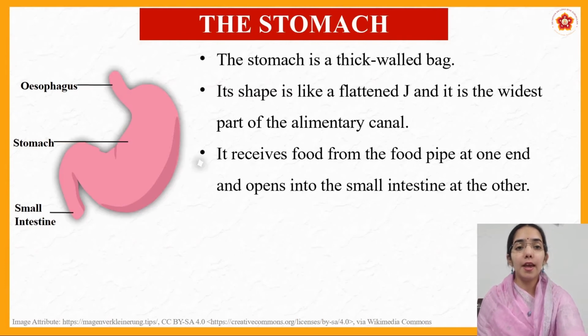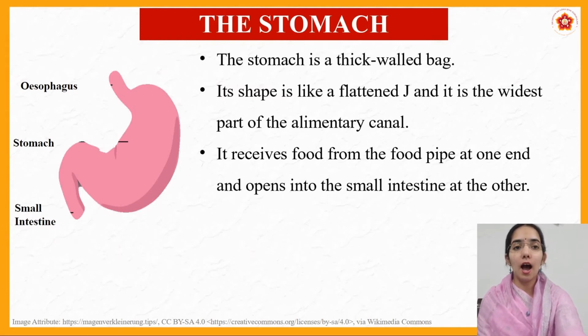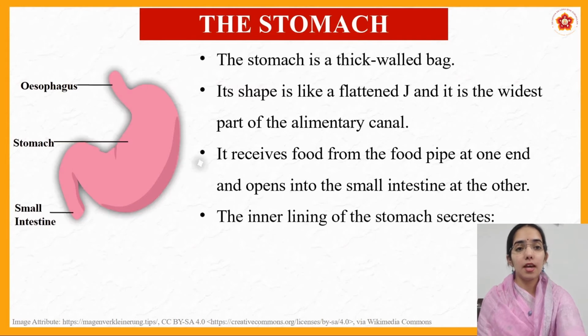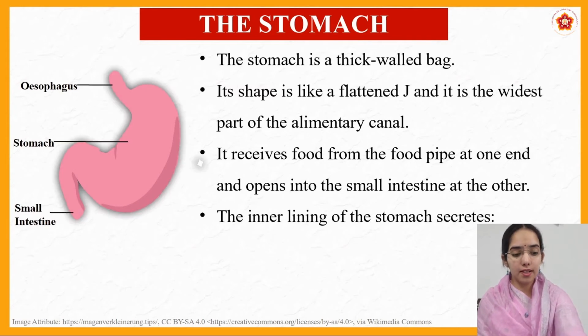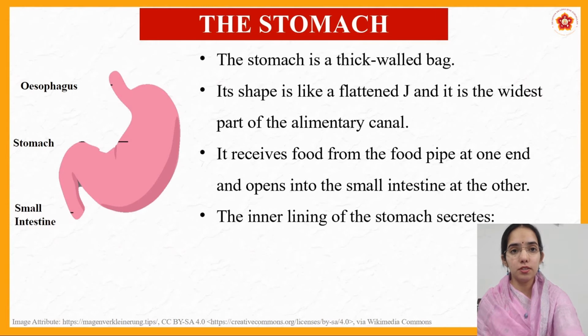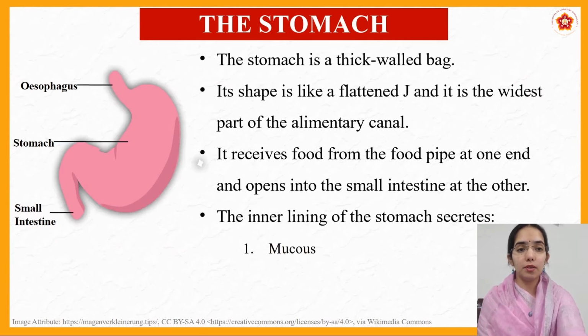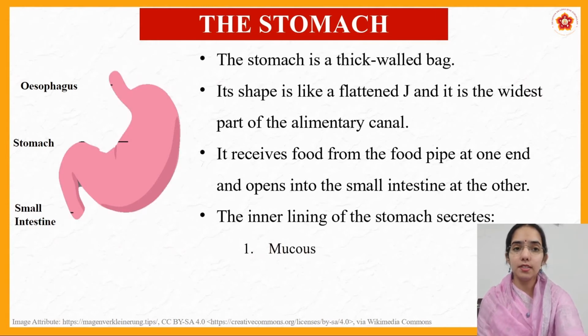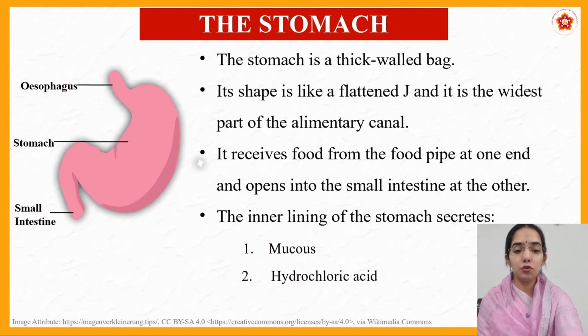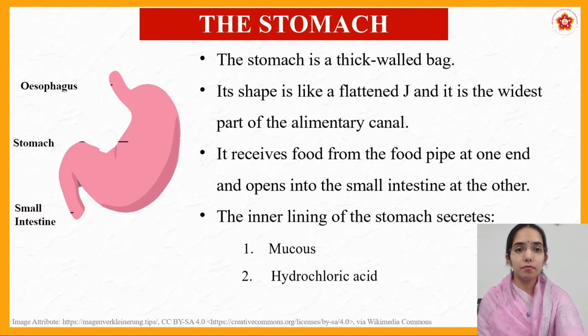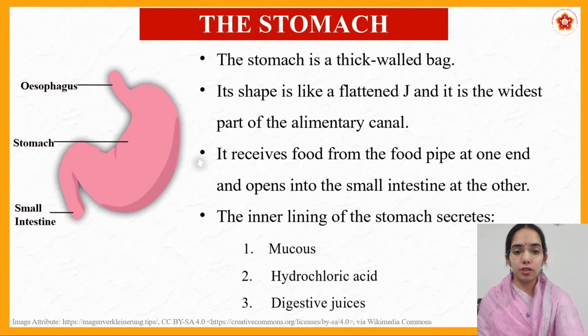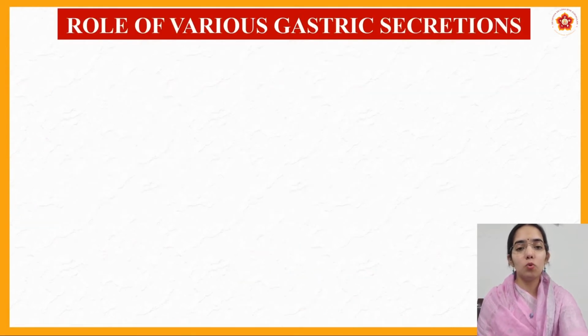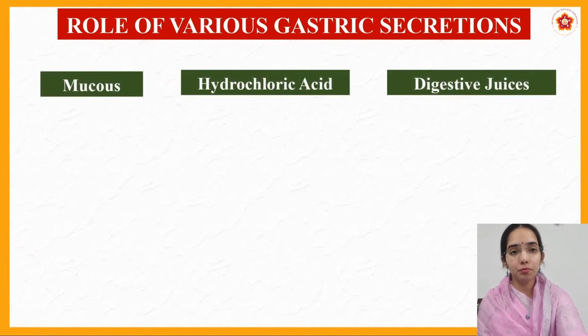It receives the food from the food pipe at one end and it opens into the small intestine at the other end. The inner lining of the stomach secretes three types of secretions: the mucus, the hydrochloric acid, and the digestive juices. Now let's study the roles of these gastric secretions.